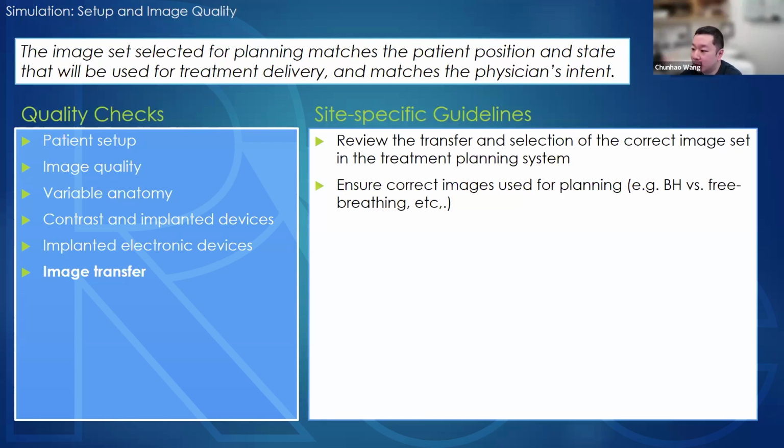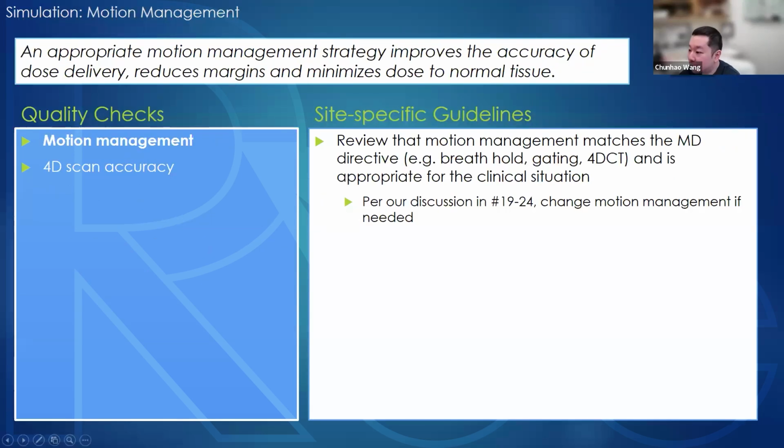So we definitely need to label the image set correctly and communicate with a planner and physician to clarify which set will be used for planning. Okay, regarding motion management, right? Actually, we talked about this during the simulation devices, so there's nothing for us to add more here. For the GI side, motion management is a part of the simulation condition. It definitely needs to be considered prior to the simulation.